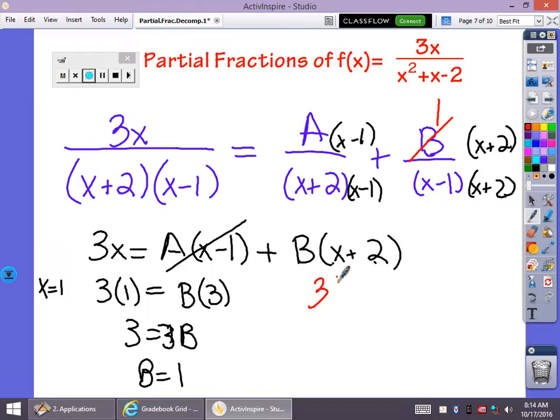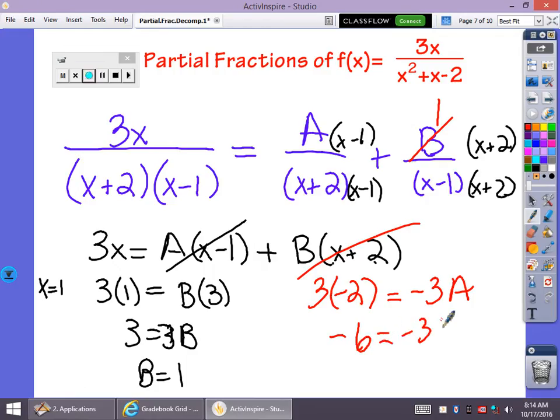Now I'm going to do, what would make this a 0? Negative 2. So 3 times negative 2 equals negative 3a, and this term is gone this time. Negative 6 equals negative 3a. Therefore, a equals positive 2. So 2 needs to be above x plus 2.